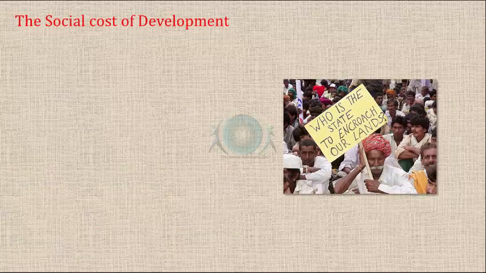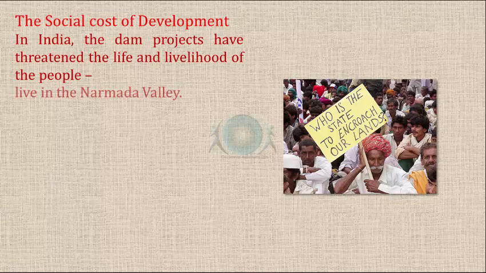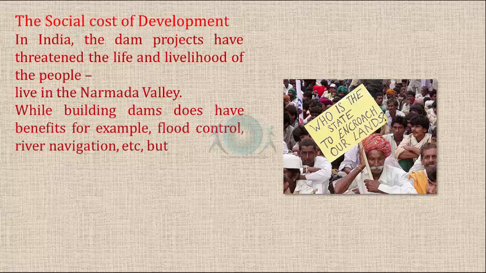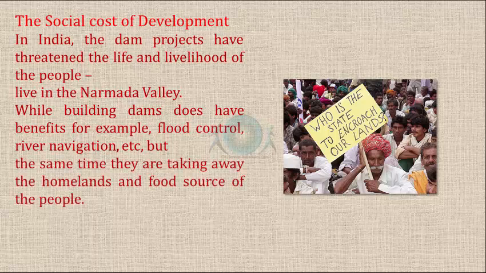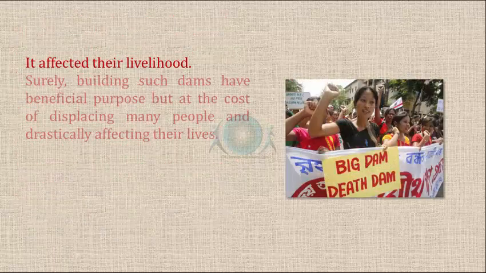The social cost of development is a vital aspect, and in India, the dam projects have threatened the life and livelihood of people who live, for example, in the Narmada Valley. While the building of dams does have benefits, for example, flood control, river navigation, etc., at the same time they are taking away the homelands and food source of the people. Construction of Sardar Sarovar Dam displaced lakhs of people and it affected their livelihood.